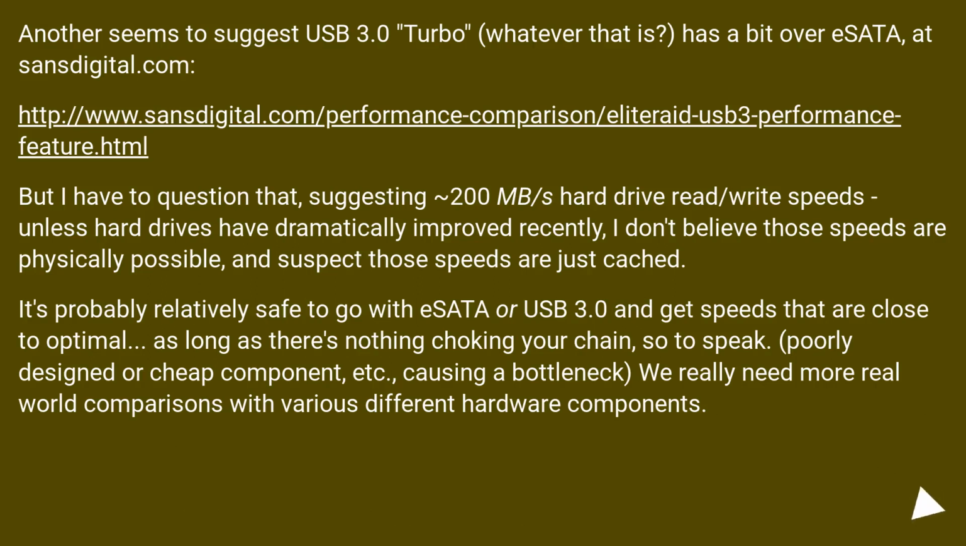Another seems to suggest USB 3.0 Turbo, whatever that is, has a bit over eSATA, at sansdigital.com. This URL. But I have to question that, suggesting 200 MB/s hard drive read/write speeds, unless hard drives have dramatically improved recently. I don't believe those speeds are physically possible, and suspect those speeds are just cached. It's probably relatively safe to go with eSATA or USB 3.0 and get speeds that are close to optimal, as long as there's nothing choking your chain, so to speak. Poorly designed or cheap component, etc., causing a bottleneck. We really need more real-world comparisons with various different hardware components.